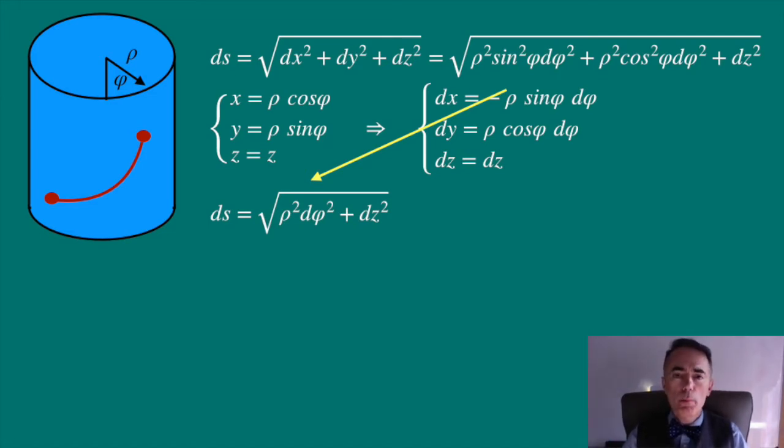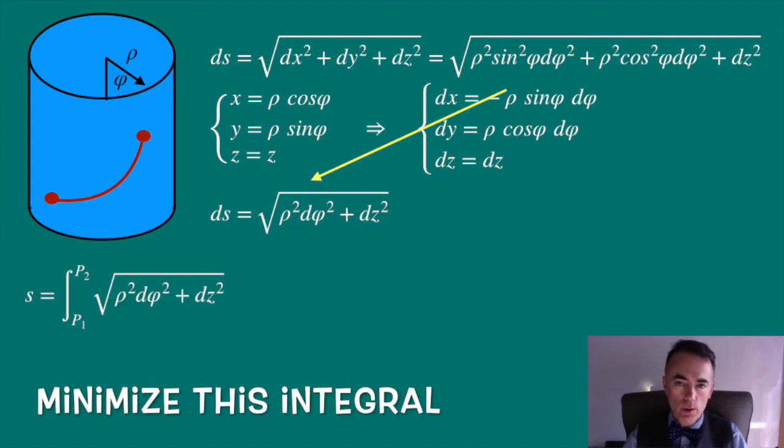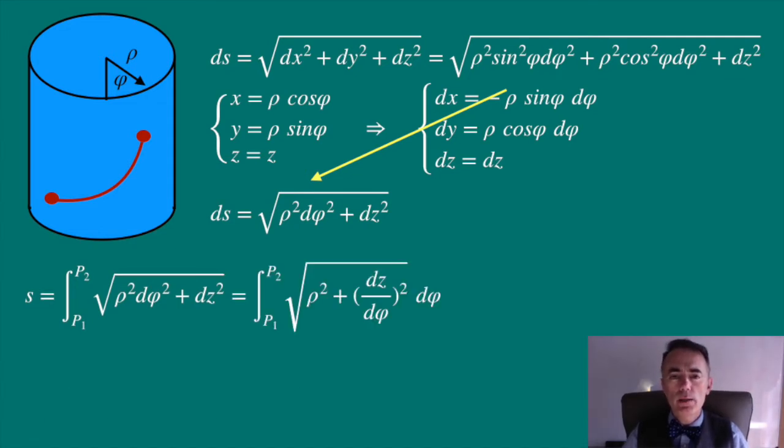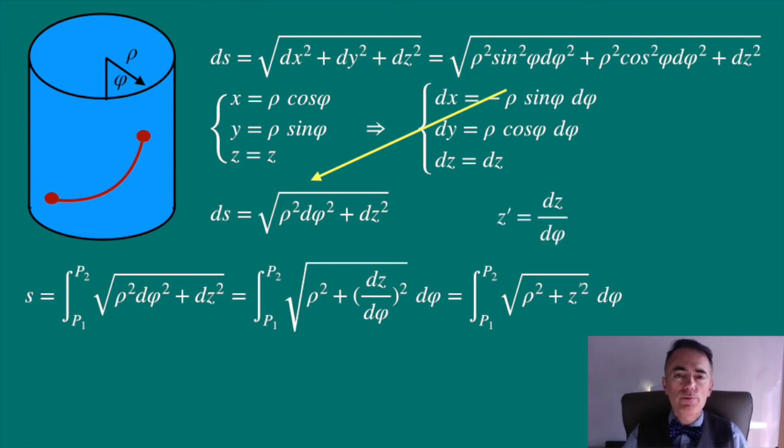Now, because you want to minimize the distance to travel, you actually want to minimize this integral, but you need to write it in terms of just one variable. To do so, you will divide by d phi, and the derivative of dz over d phi, you will call z prime. Here, phi is the parameter of integration, z is the quantity that depends on that parameter, and z prime is the rate of change of the quantity with respect to the parameter.